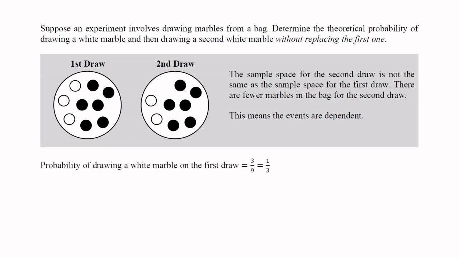The probability of drawing a white marble in the first draw is 3 out of 9, which is 1 out of 3 when you reduce it. The probability of drawing a white marble on the second draw is 2 out of 8 because there's one less marble in the bag. 2 out of 8 reduces to 1/4.